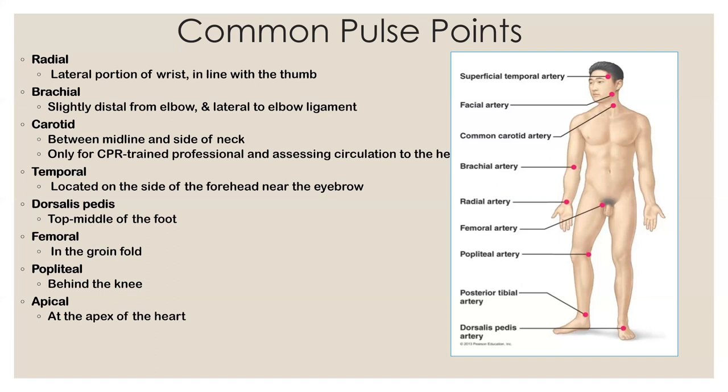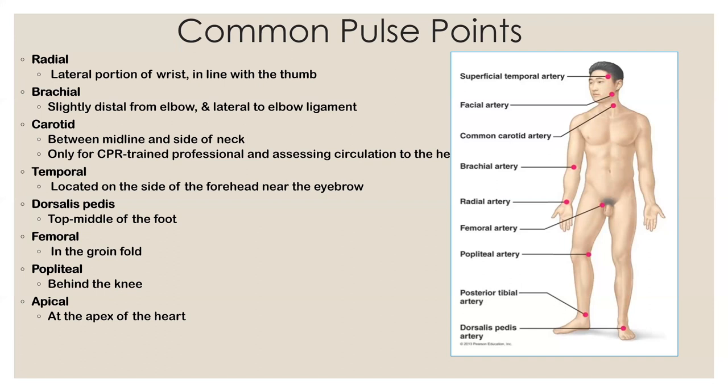That's on the inner side of the wrist in line with the thumb, okay? That's the main one that you're going to use. It's the most easily accessible. It's convenient. And that one's important. That's the one you're going to use for your checkoffs in lab, the radial artery.